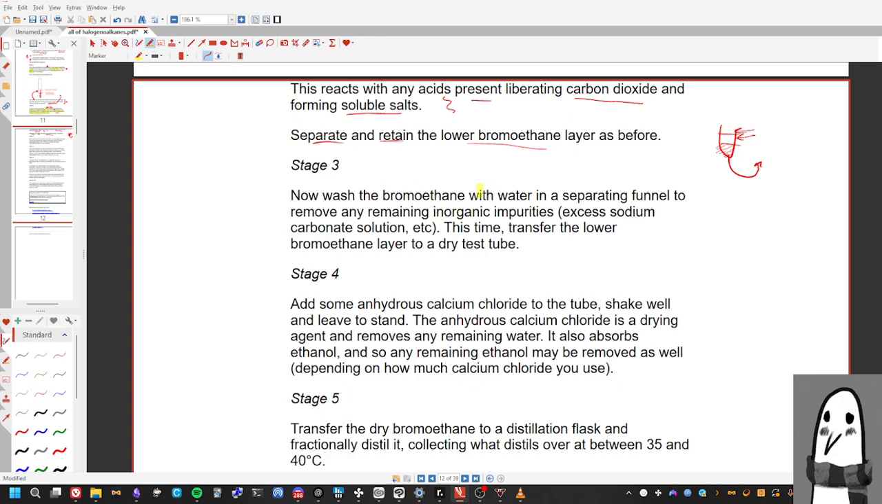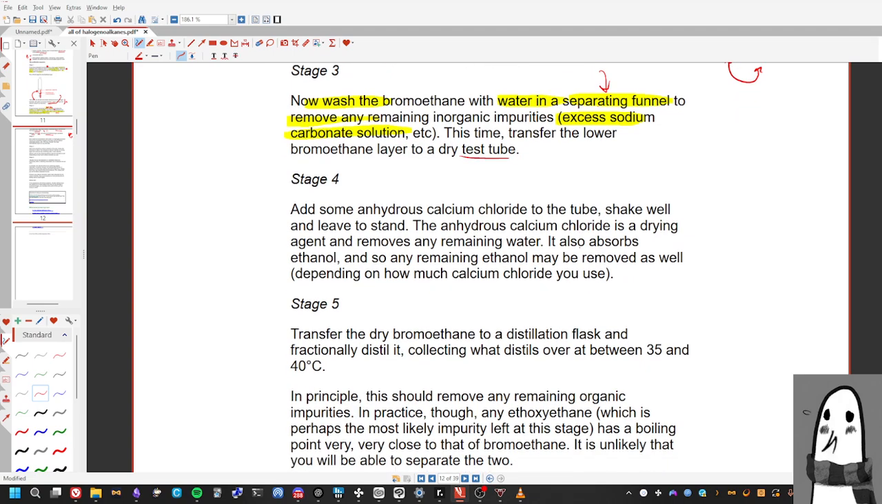So two things. You want to wash the bromomethane with water, so you want to put it back into a separating funnel, put some bromomethane in, and wash it with water to remove any remaining impurities. Wait, okay, so this was used to remove the inorganic things. This time the inorganic would be sodium bicarbonate solution, etc. And then this time you want to transfer the lower layer into a dry test tube. In that dry test tube.